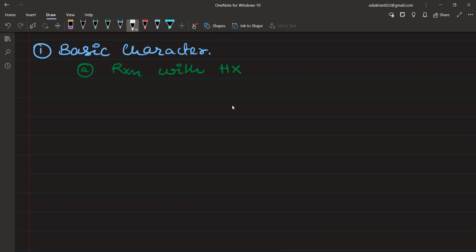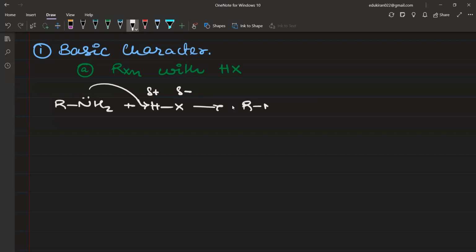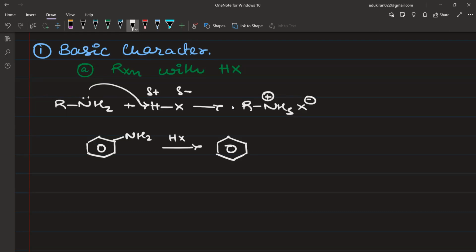In reaction with HX, you will have amines. They will react with HX. Now, hydrogen will be delta positive and halogen here will be delta negative. Nitrogen with its lone pair electron will attack on the hydrogen here, and you will get R. Now nitrogen will get the 3 hydrogens with a positive charge because it has now 4 bonds, and X negative. Okay, so it will form a salt, and similar reaction can be shown by aniline also. And X negative.